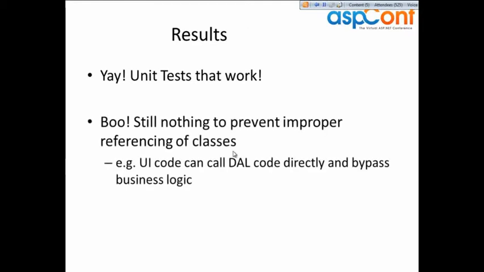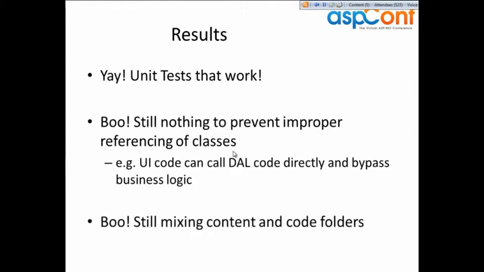However, we still have nothing to prevent the improper referencing of classes. It's very easy for our UI code to call data access layer code directly and bypass the business logic. And of course, everything is still in the same project, so we've got mixing of content and code folders. So let's look now at how we can refactor this into projects. We'll do this pretty quickly.